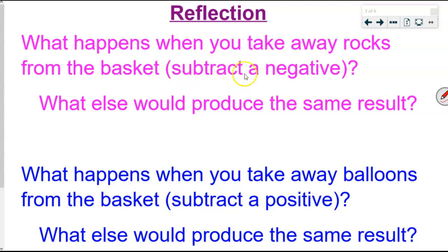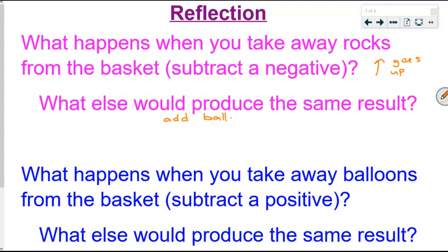What happens when I subtract a negative? Yeah, the basket goes up. So what else could I do that's going to produce the same result? What different thing can I do to make the basket go up? Yeah, we can change it to an add balloons problem.